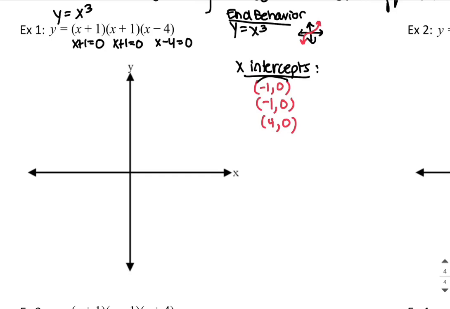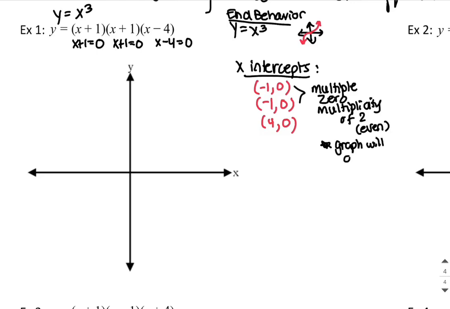This is a multiple zero, (-1, 0). And it has a multiplicity of 2. It shows up 2 times. Because that's an even number, I know the graph is going to change direction at this point. So the graph will change direction.